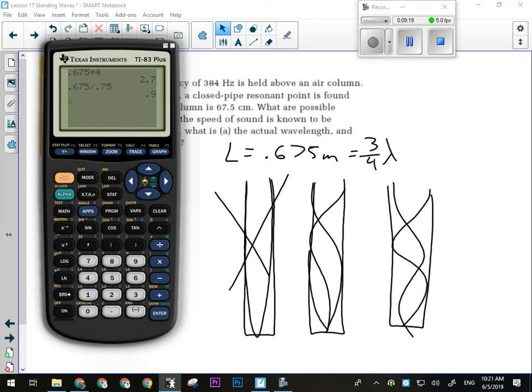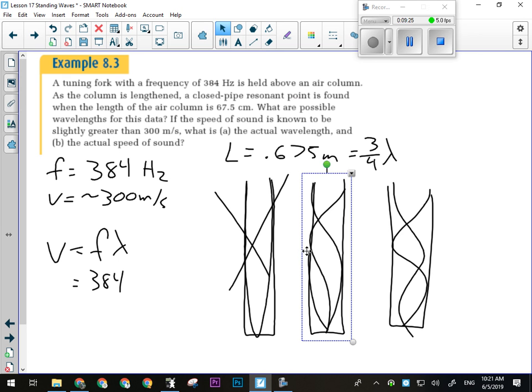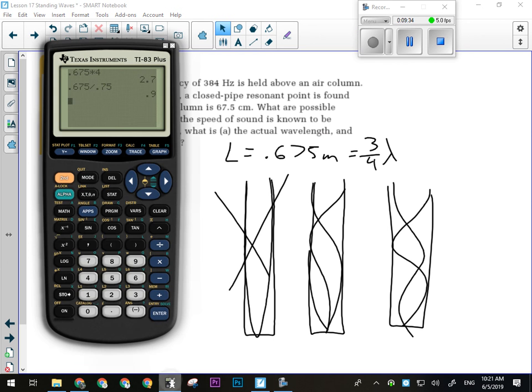Okay, I like that one. I think that might work out. It's saying that the wavelength for this situation would be 0.9 meters. So if I multiply that by 0.9, that's going to be a lot closer to 300. Agreed? Yeah, 345. I'd say that's pretty reasonable for a speed of sound in air.